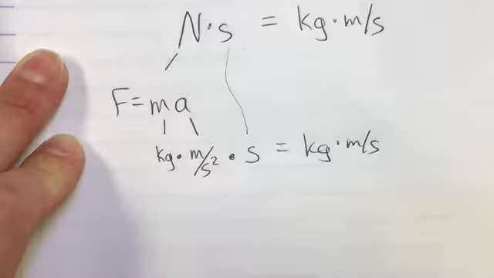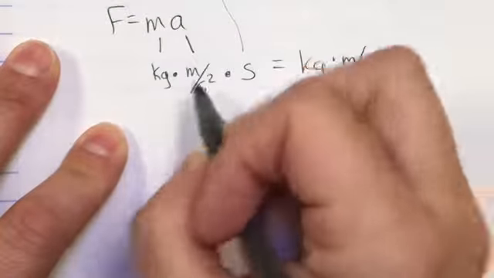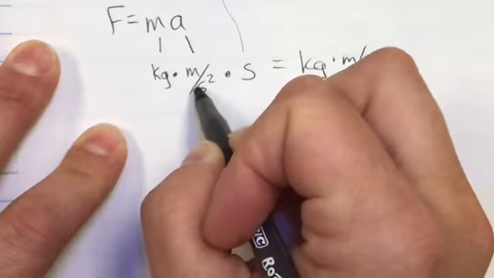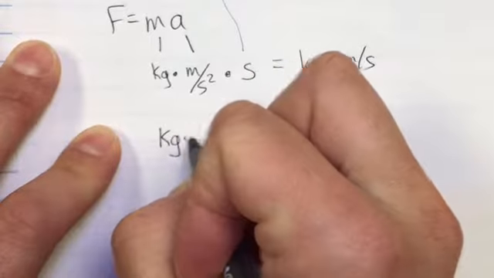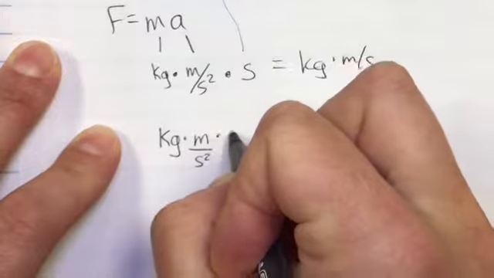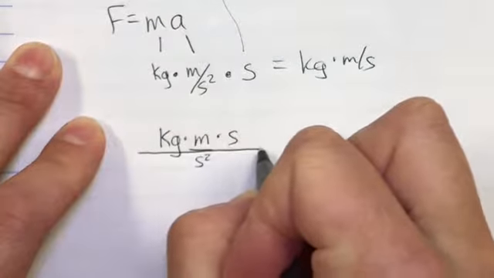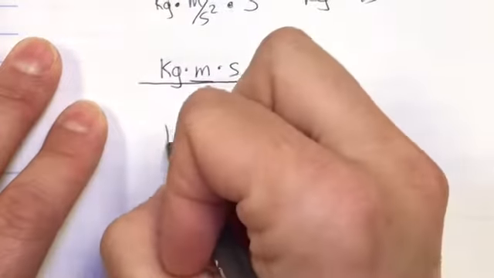Does everyone follow so far? Yes? Okay. Now, algebraically rearranging this, you see that seconds squared is in the denominator here, and everything else is multiplied? We can rewrite that: kilograms times meters over seconds squared like this, times seconds. And now I can do that. Okay?